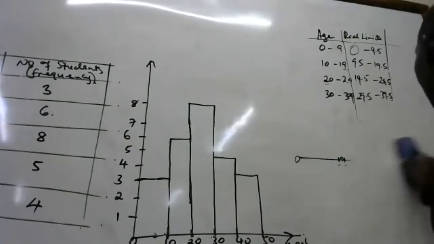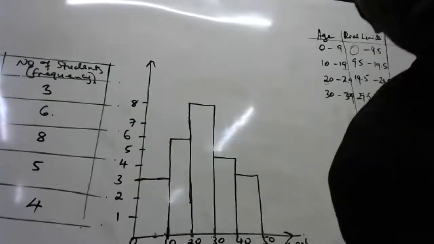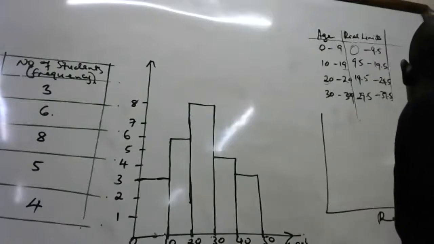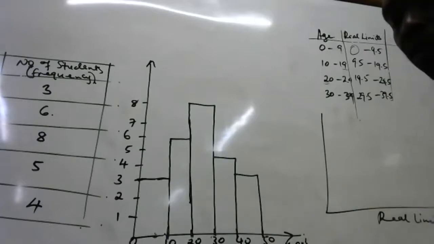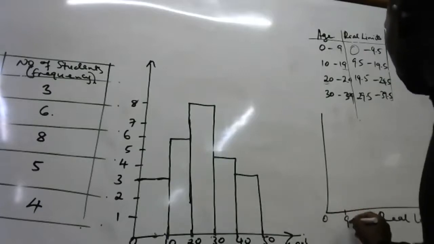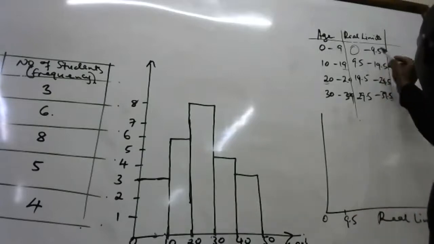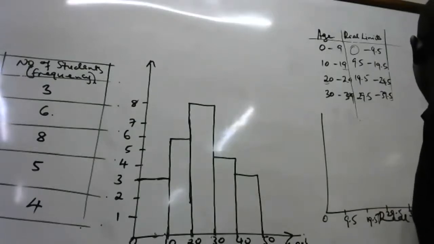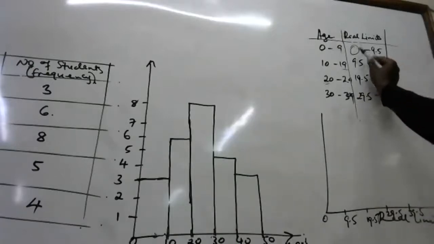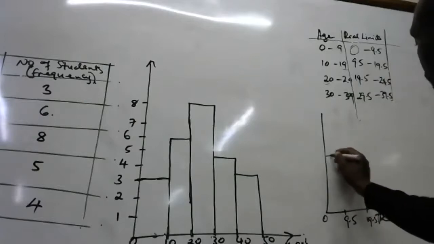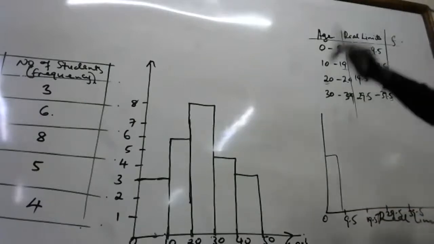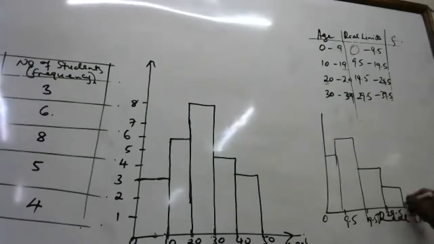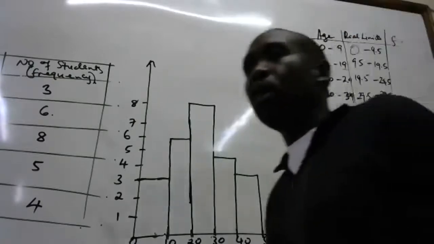So if you draw this one, you are going to use the real limits now. You use the real limits. So we have 9.5, you just use 9.5. Then you go to 19.5, 29.5, and 39.5 like that. So for 0 to 9.5, you get the value and you draw it. The frequency was not given, but it's given. The other ones like that, you find that now your histogram is going to be very okay. It is going to be compact.